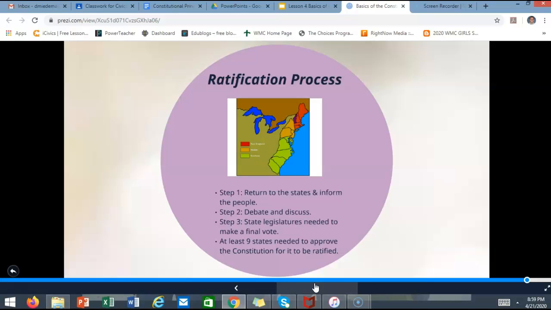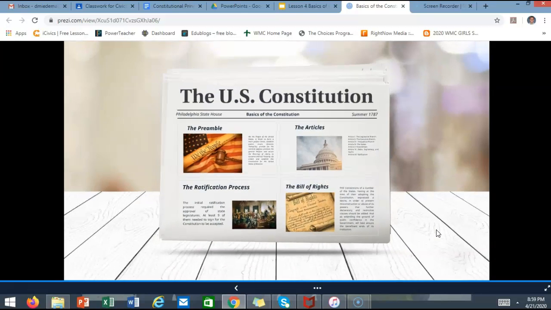And at least 9 of the 13 states must say yes in order for it to be accepted. So it's not just majority, it's got to be 9 out of the 13. This ends up happening, and the Constitution gets adopted as the official plan of government for the United States.